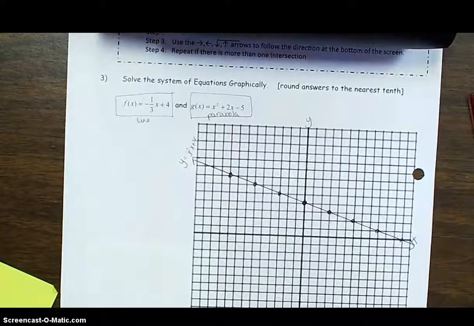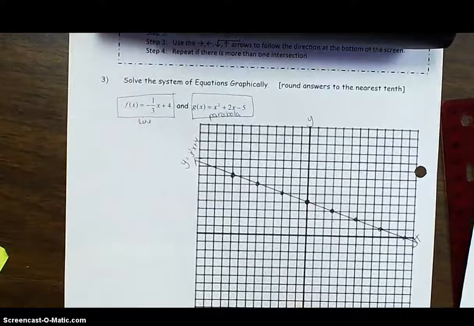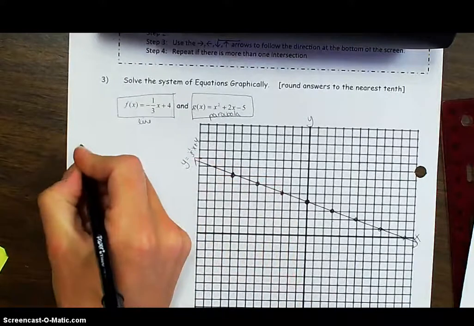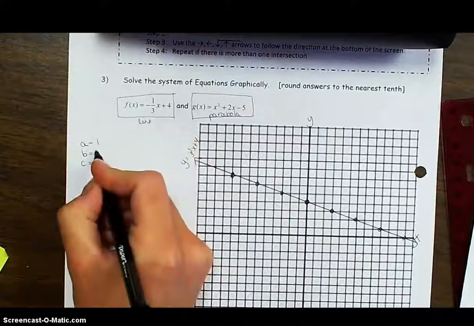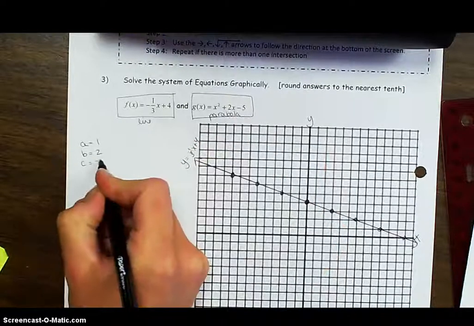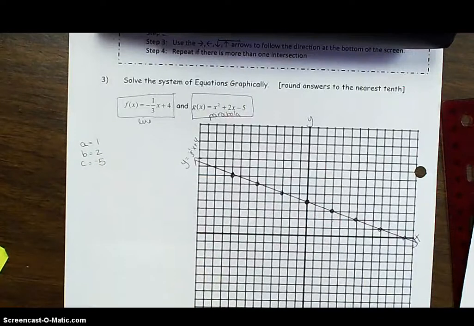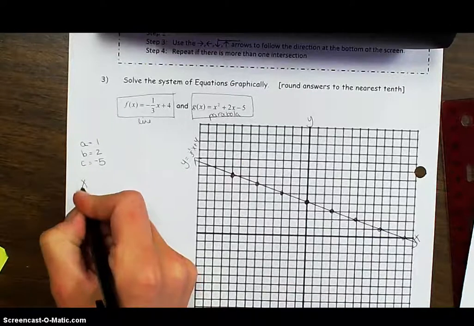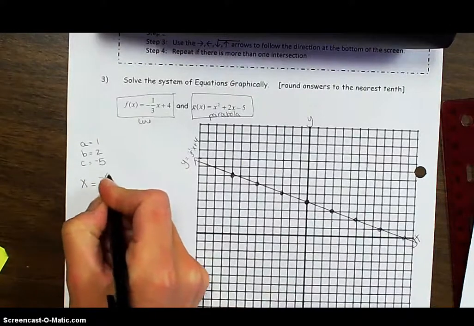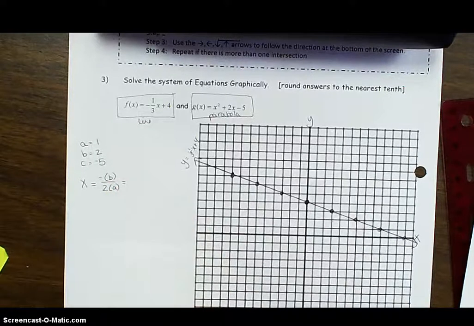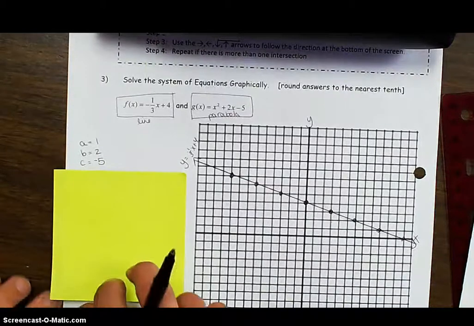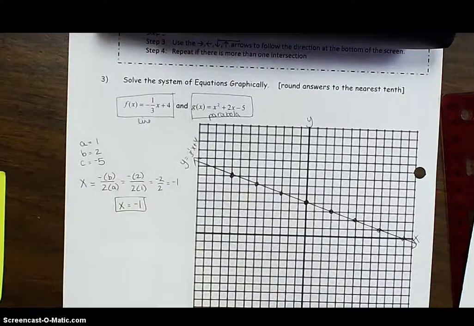Okay, now we have to graph the parabola. So graphing the parabola takes a little bit of work. So step number 1, we have to figure out our a, our b, and our c. So if I look here, my a value is 1, my b value is 2, my c value is negative 5. Then we have to use these values to find the middle of your parabola. So we have to find the axis of symmetry. So x equals negative b all over 2 times a. So I'd like you to go ahead now, plug in your values, and find the axis of symmetry. All right, let's see, were you able to get x equals negative 1?